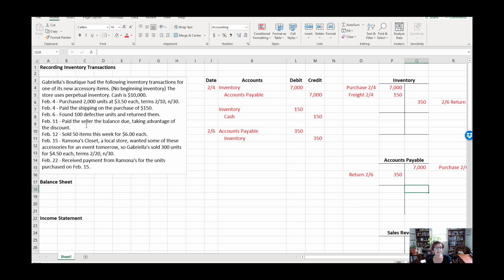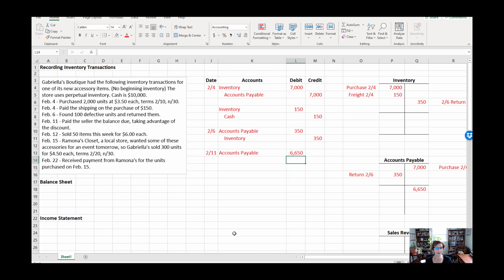All right, so we're going to pay the seller the balance due now. Now, how much is due? Well, we bought $7,000 worth of stuff, but we have to subtract the return. So we owe $6,650. All right, and we're paying that whole thing off. So it's 2/11. We're going to debit accounts payable for $6,650, which is the amount that we owe.